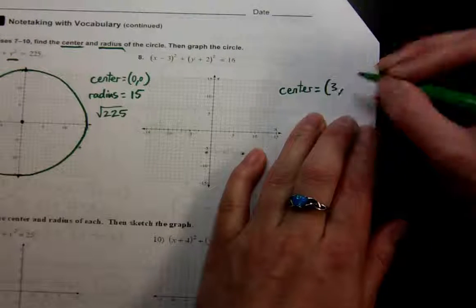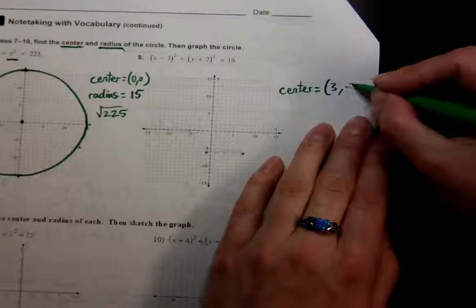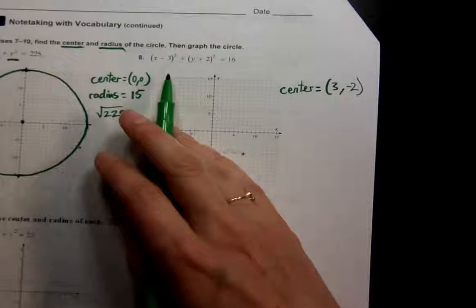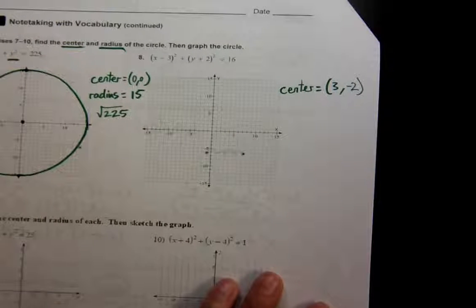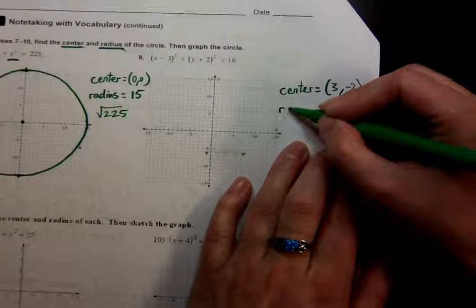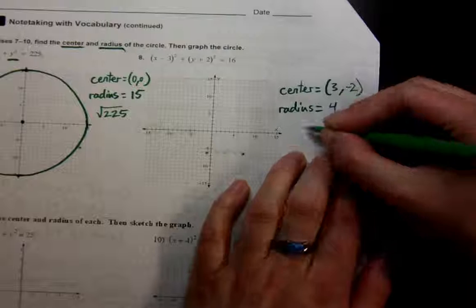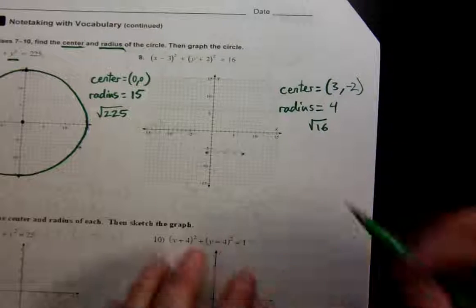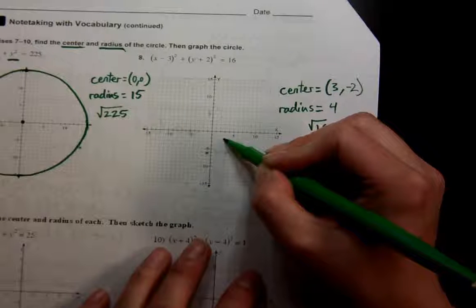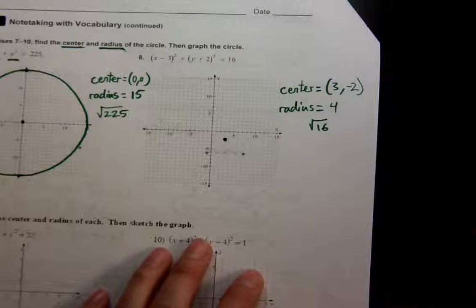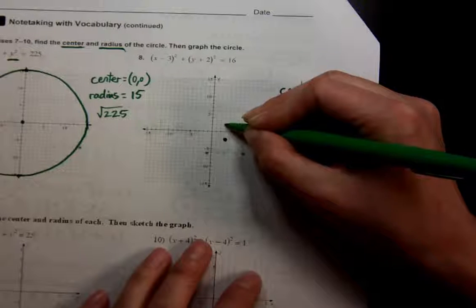And then positive 2 or negative 2? Negative. Remember, because the formula is always minus, we have to switch the sign for the center. What is our radius here? Just 4. Square root of 16. So now we graph 3, negative 2. And from that point, just count out 4 squares in every direction.